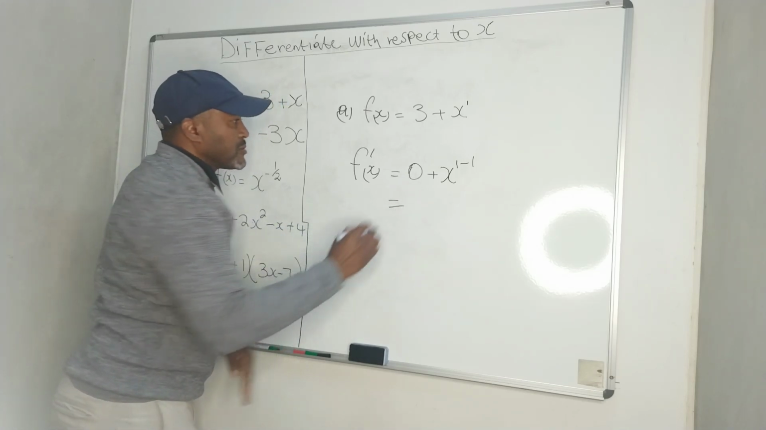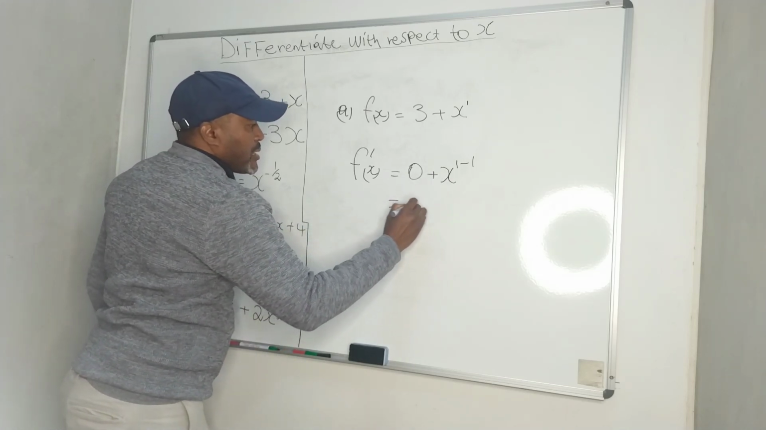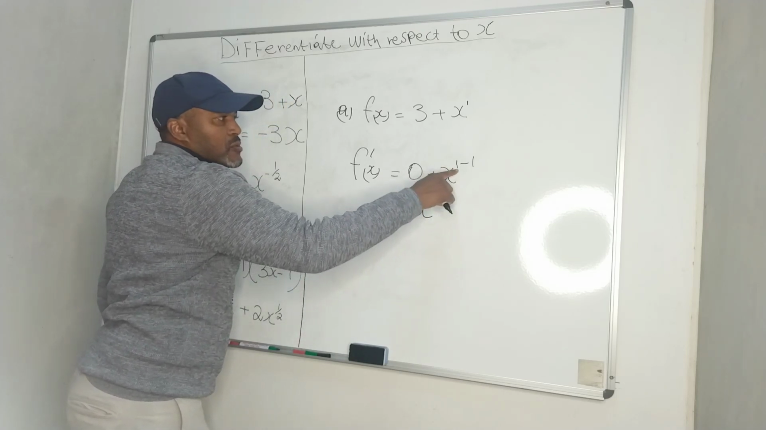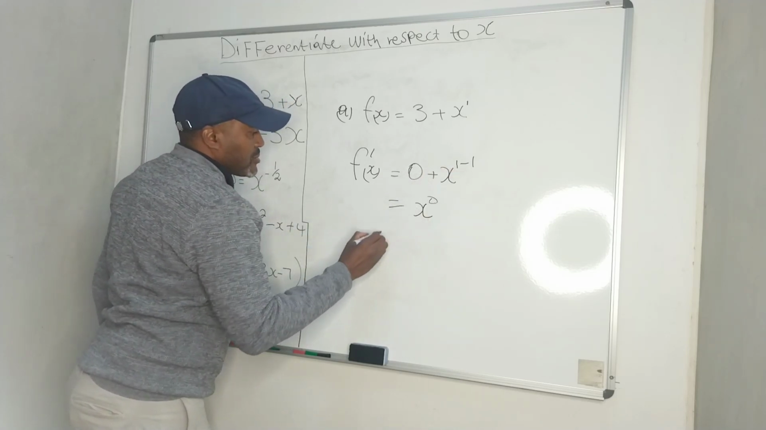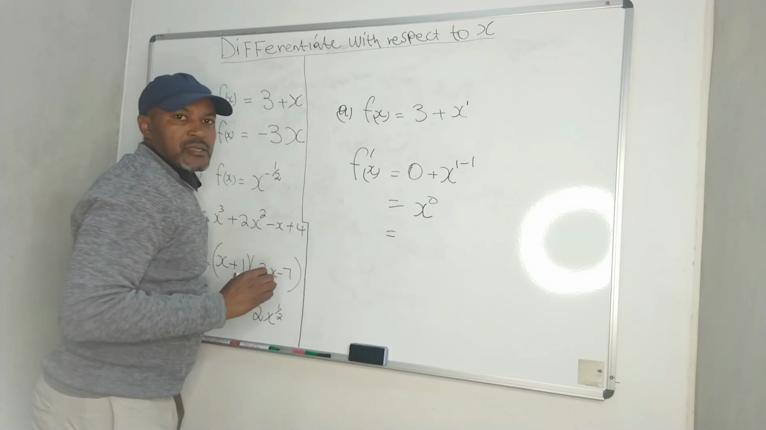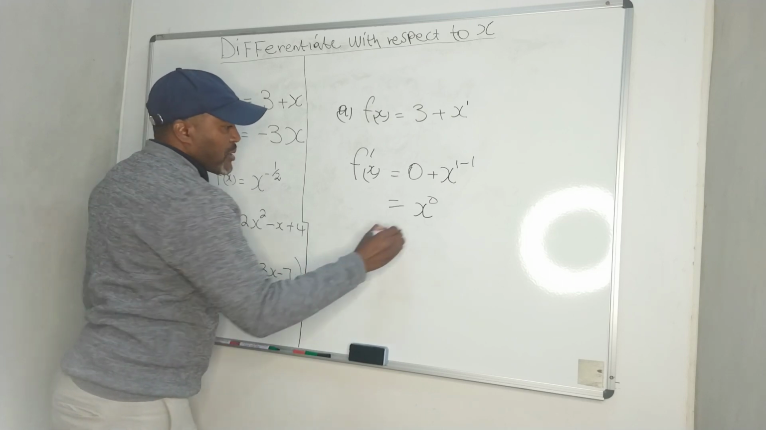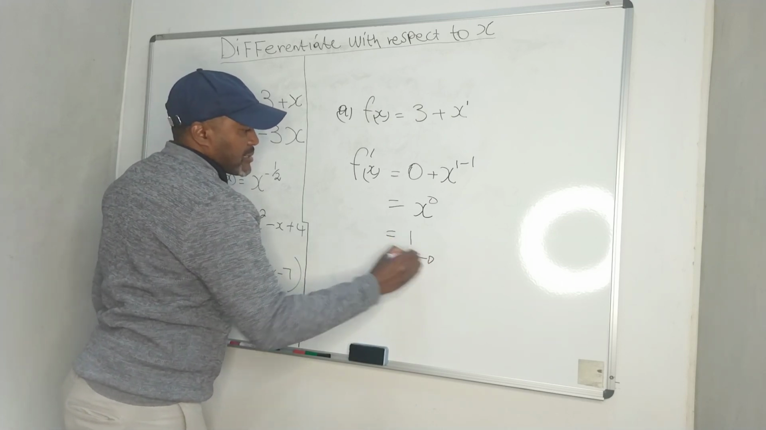0 is nothing. x raised to 1 minus 1 is x raised to 0. Any number raised to 0 is 1. That is the answer for number A.